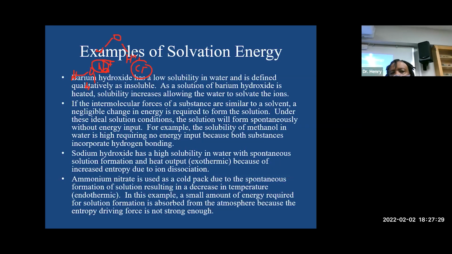Okay, so barium hydroxide is of low solubility in water. Basically it's almost insoluble in water. But if we add a little bit of heat, we get the ions to form. Barium hydroxide, it's so funny, I didn't even think about that. I had this in the notes.